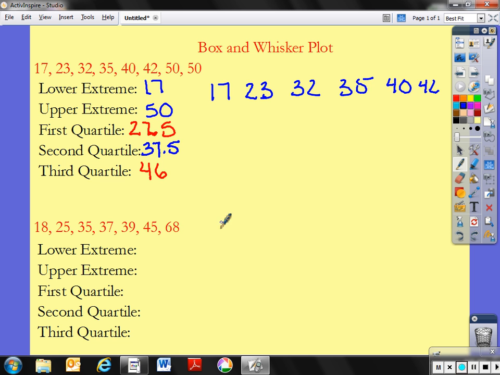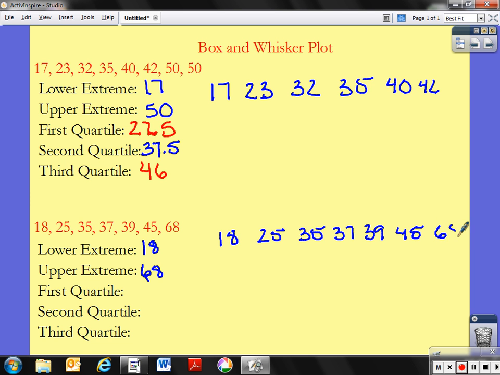So we have the lower extreme is 18, so we can identify those real quick. The upper extreme is my max, that's 68. Now I can't readily figure out the first, second, and third quartile, so I'm going to rewrite this. 18, 25, 35, 37, 39, 45, and 68. So I have 1, 2, 3, 4, 5, 6, 7.